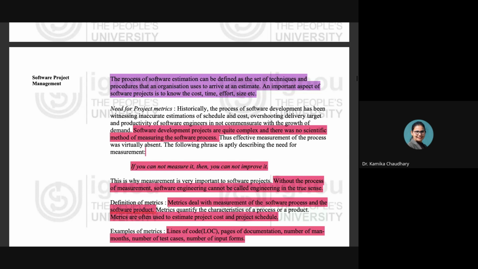The process of software estimation can be defined as the set of techniques and procedures that an organization uses to arrive at an estimate, right? An important aspect of a software project is to know the cost, the time, the effort, and the size. These are the 4 important factors, and others can also be added, which need to be estimated in the development of any software project.